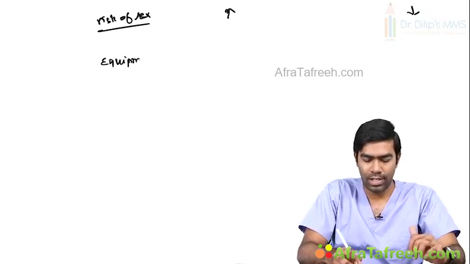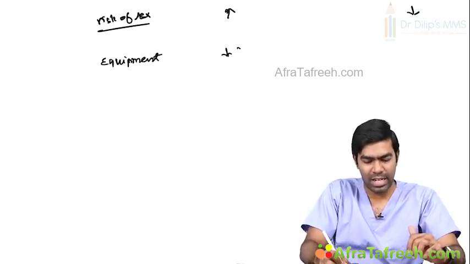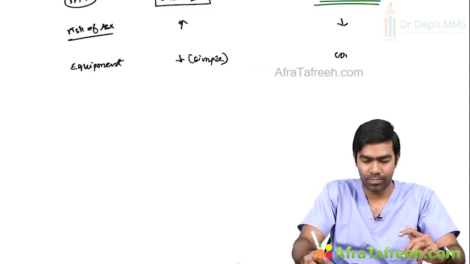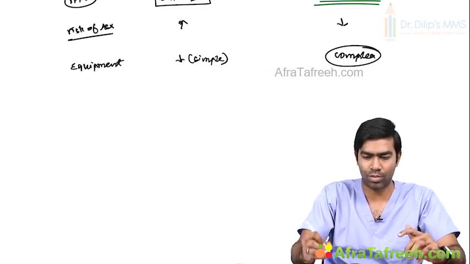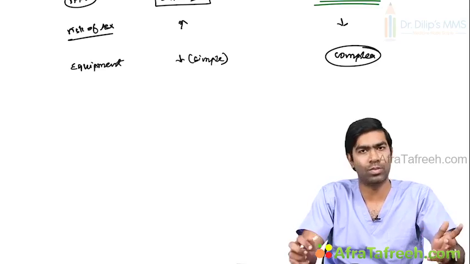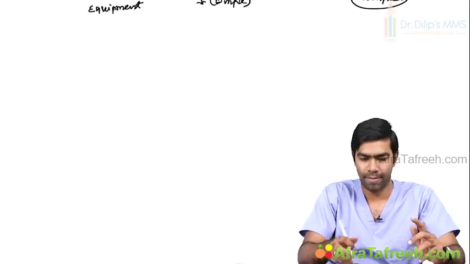And equipment needs. Very few and simple equipment is needed for a supraglottic airway device. You don't need much at all. But the equipment needed for the endotracheal tube is more complex. You need a laryngoscope, probably a bougie, and sometimes a fiber optic scope. So many things you need to insert an endotracheal tube.